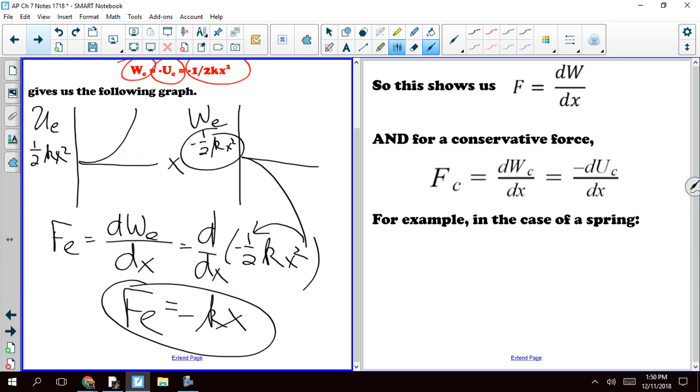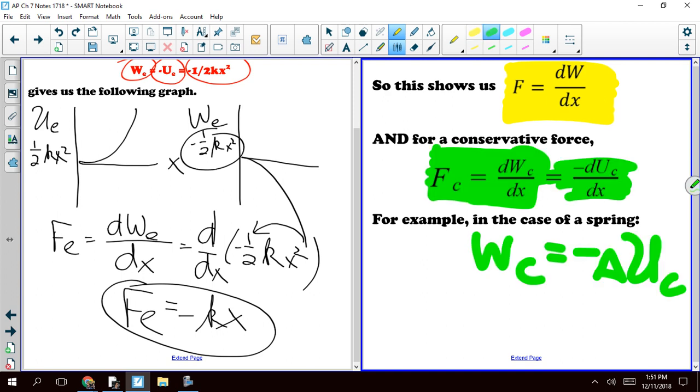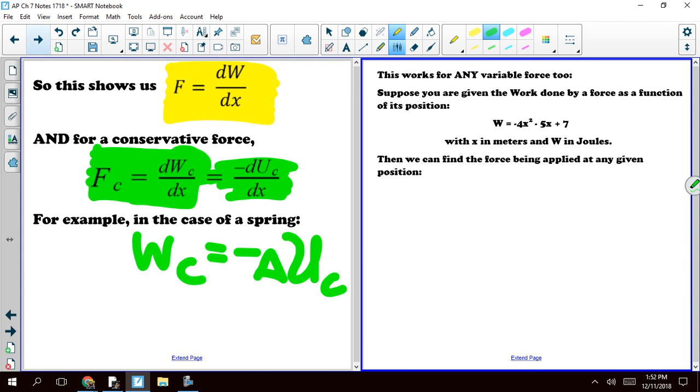All right, so here's everything summarized. I stumbled on this a little bit earlier, and I forgot that I put a slide in, so yay me. In general, for just any old force, you can always calculate the force by taking the derivative of the work with respect to position. And again, this works for any variable force. It doesn't just work for gravity and springs.